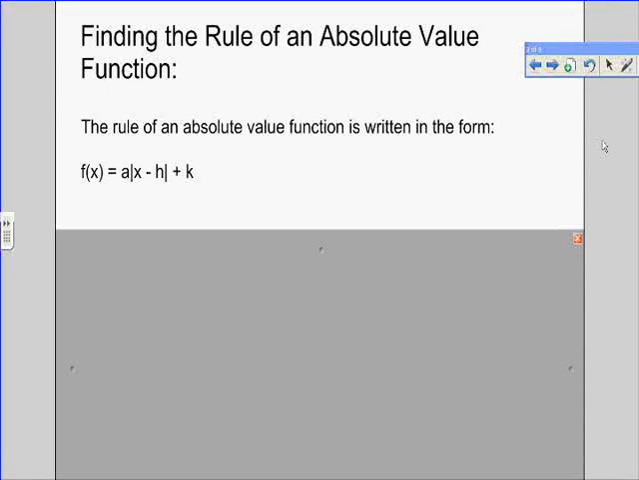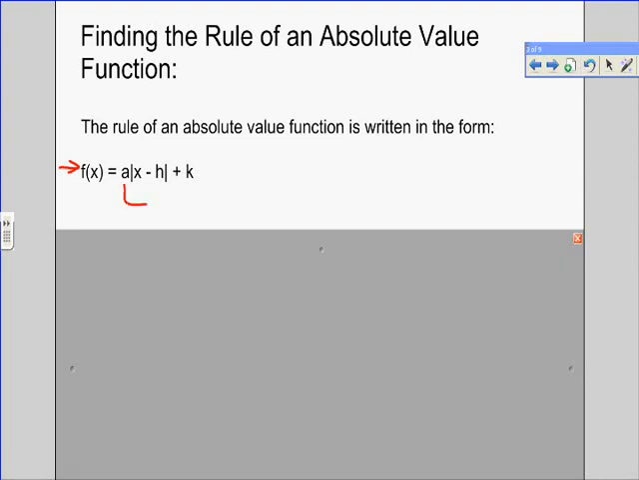Next thing we'll probably want to do whenever we have an absolute value function is to understand how to find the rule. Before we start that, we actually need to understand what the rule looks like. So right here we have our general format for an absolute value function. Before we start solving for our rule, I'm going to talk about our parameters here and the effect that they have.